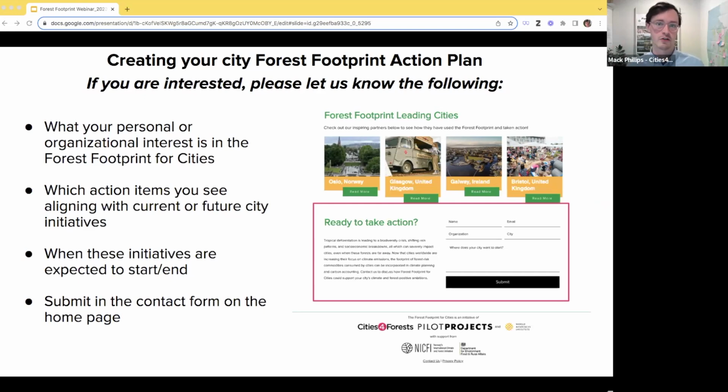The best place to do that is on the website. Right on the homepage, there's a contact form. We invite you to fill it out. Tell us what your personal or organizational interest is with forest footprint in cities, which action items you see your big ideas or current and future city initiatives aligning to. Some timelines always help, but please do get in contact with us. That's really the best way to do this.